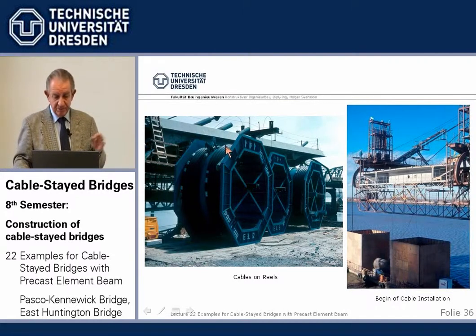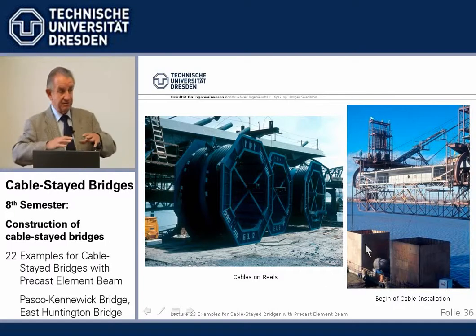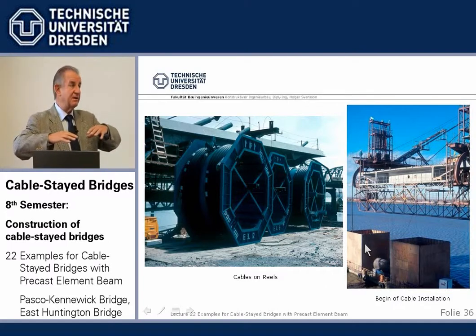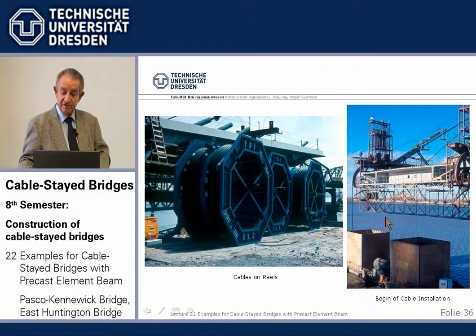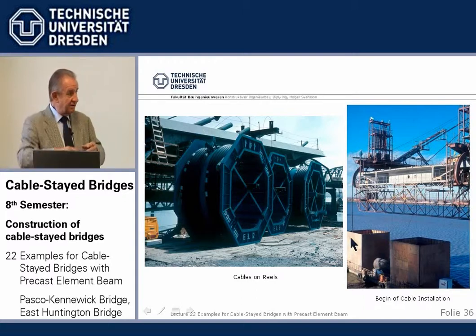The completely shop fabricated parallel wire cables come to site on reels, and then they are transported to the site and come out here out of these boxes. The boxes were closed during transport, and that time of the year it was very cold at night. And so the PE pipes, when cold, become brittle and can easily break. So there was some industrial heater in these boxes, and before pulling up, they were heated up so that they are smooth and not brittle anymore.